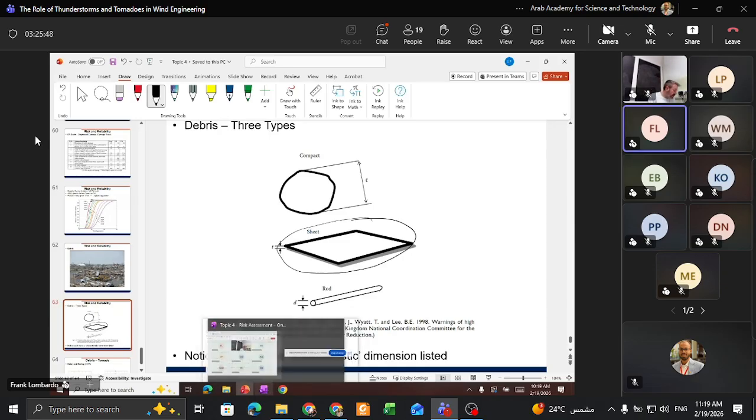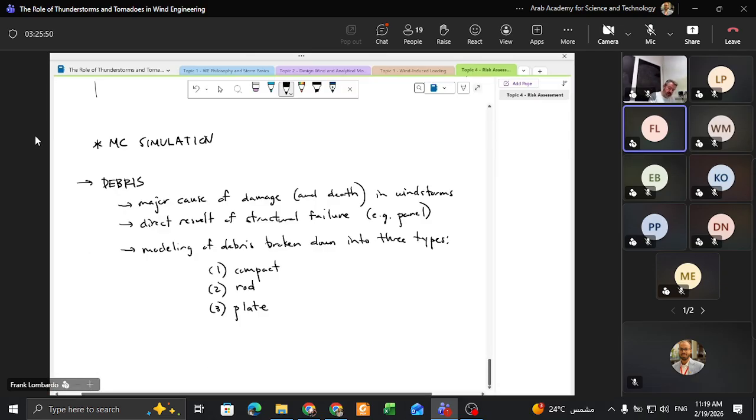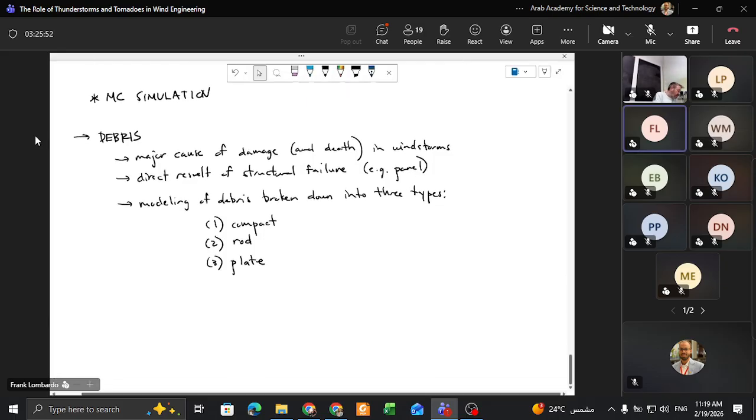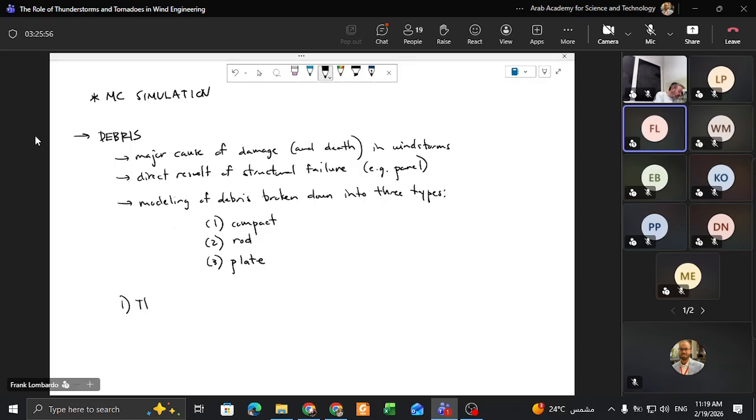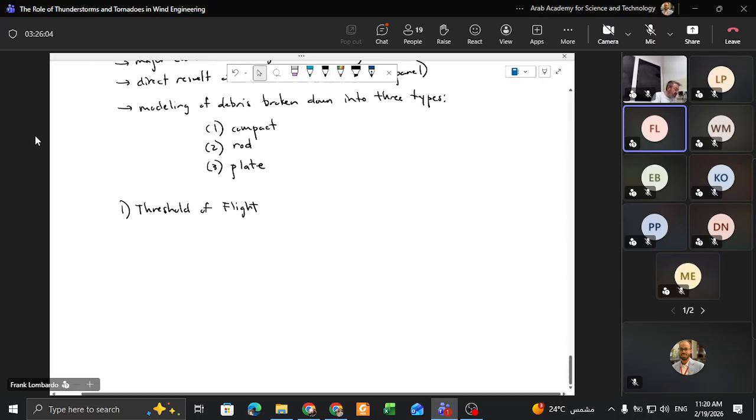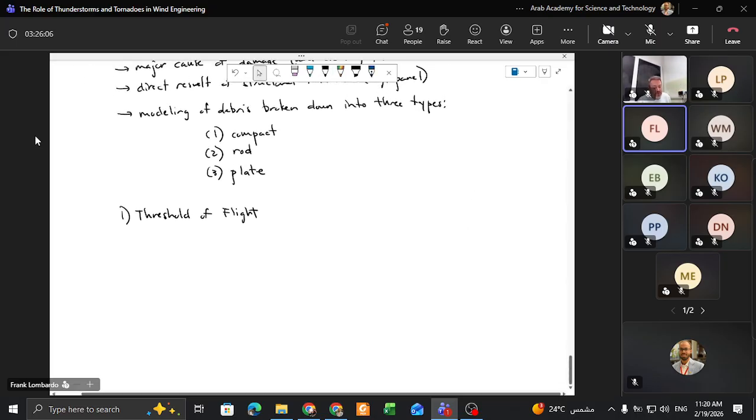Okay, so generally in debris modeling, we're concerned about two things. One is the threshold of flight. What wind speed or what sort of condition will it require for debris to fly?